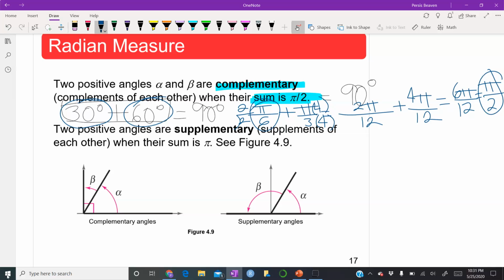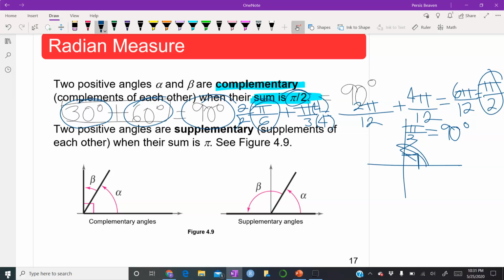So remember, pi over 2 is a quarter of a circle. So it's positioned right here, pi over 2, which you know, a right angle is the same as 90 degrees. So complementary angles could either add up to 90, or the addition could equal pi over 2.